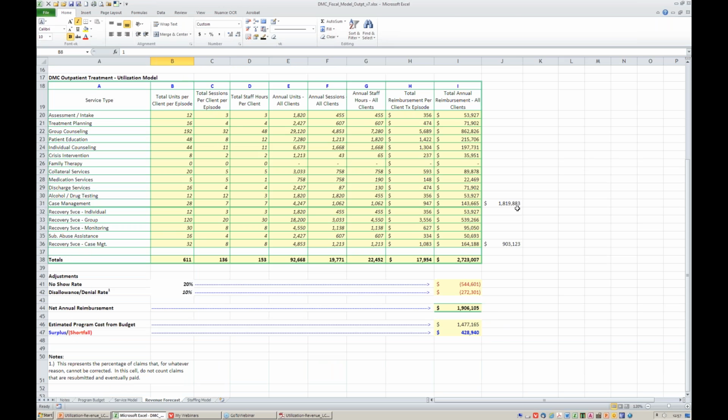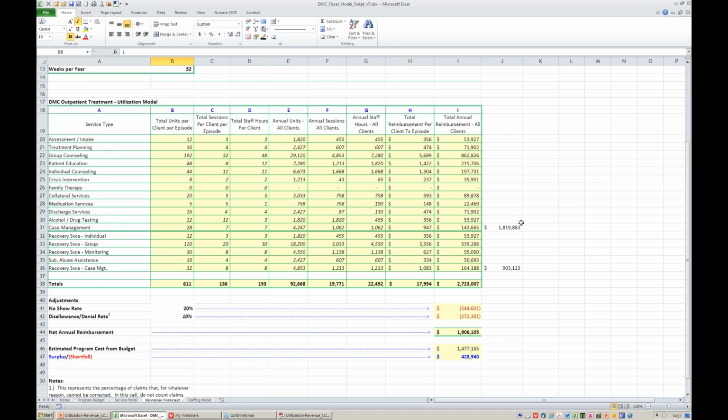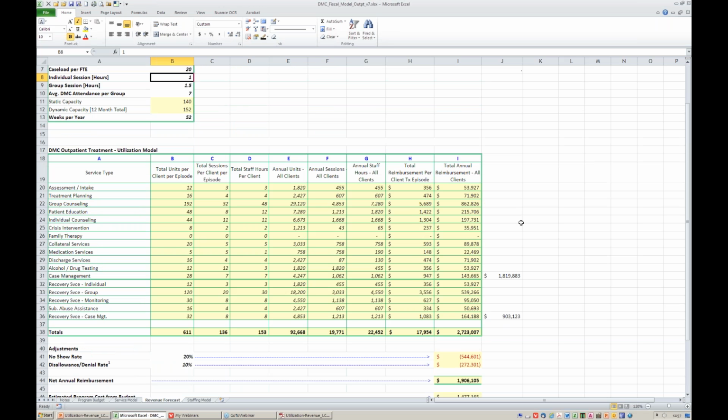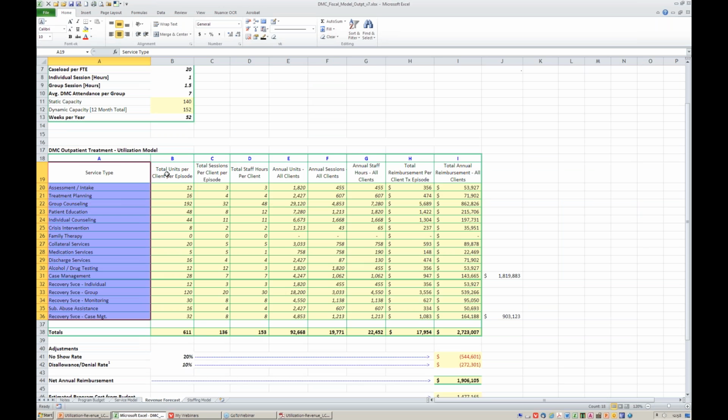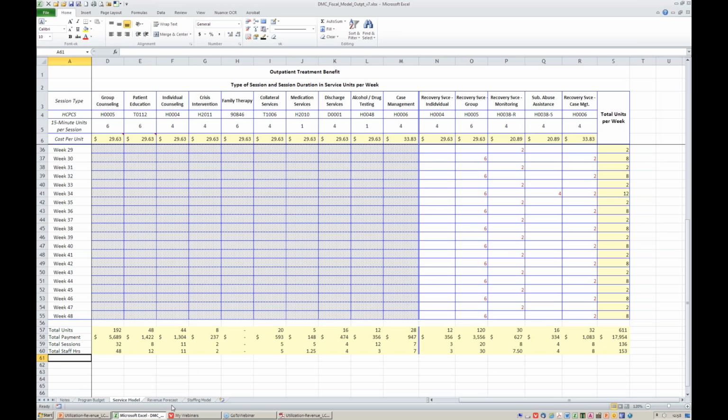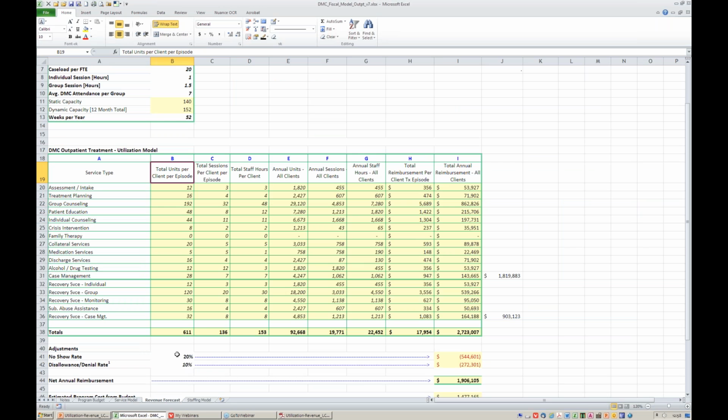So anyway, all your clients do what they're supposed to do. Let me go back here. So the service type, these are the column headings that we have in the previous spreadsheet up here. And then we're mostly taking from the totals at the bottom down here: the total units at 15 minutes each, total sessions, and total staff hours per client.